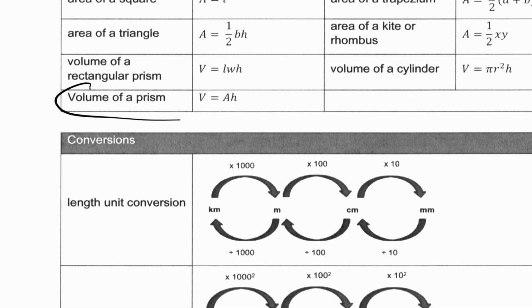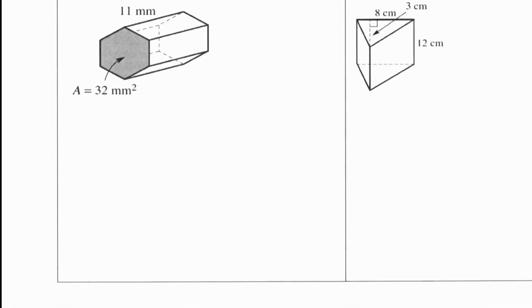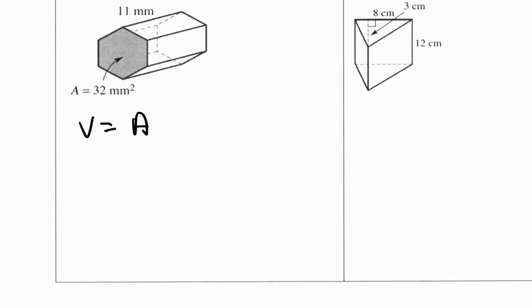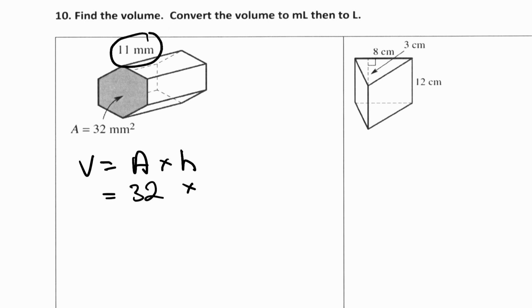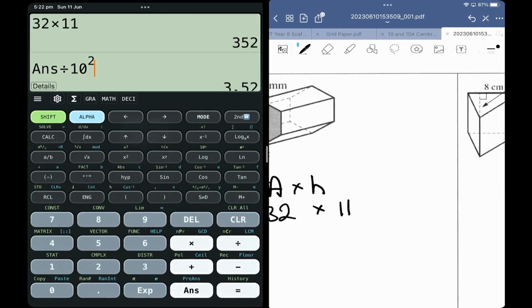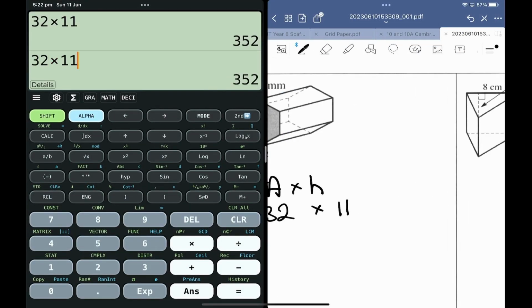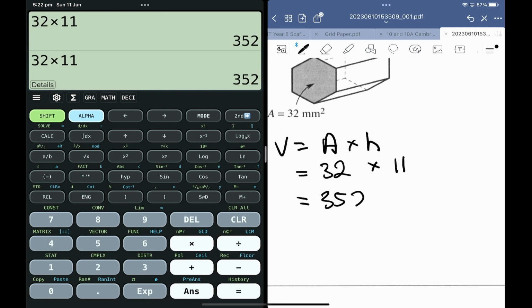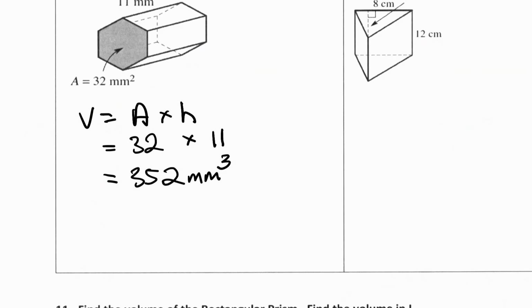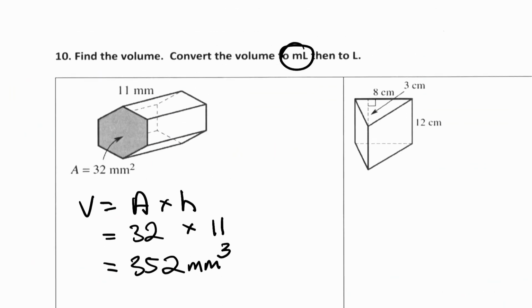The area formula chart, volume of a prism is AH. So that is V equals A times H. A has been given to us, it's 32 millimeters squared, and the height has been given to us, that's 11 millimeters. We plug that into a calculator, we get 32 times 11, gives us 352 millimeters cubed. Now the second part of this question asks us to convert it to milliliters.